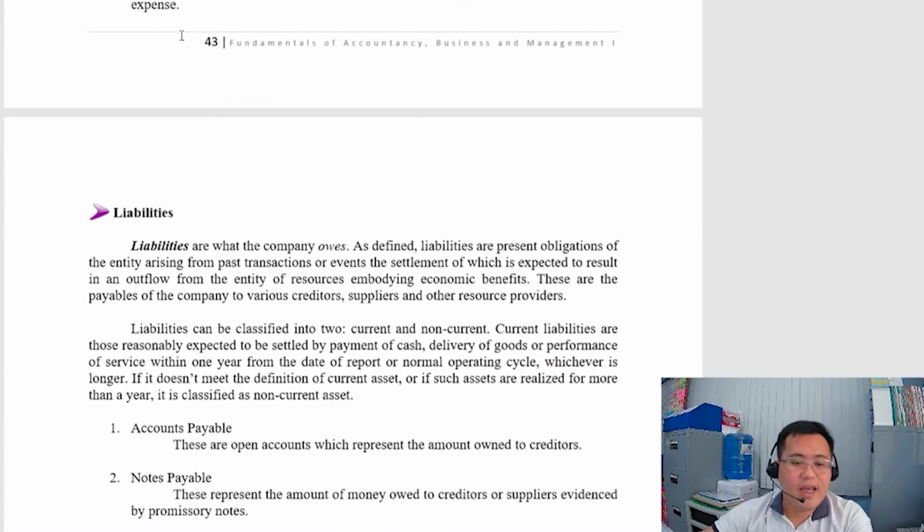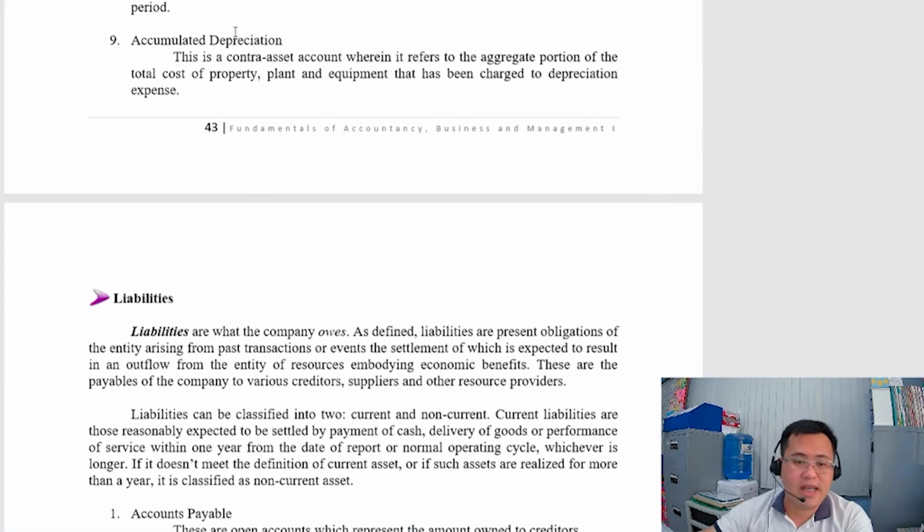For number 8, we have accumulated depreciation. This is a contra asset account which refers to the aggregate portion of the total cost of property, plant, and equipment that has been charged to depreciation expense. Accumulated depreciation, so for instance, our building. If we believe that our building's life is up to 30 years and its value is 1 million, then we have to divide 1 million by 30 years.